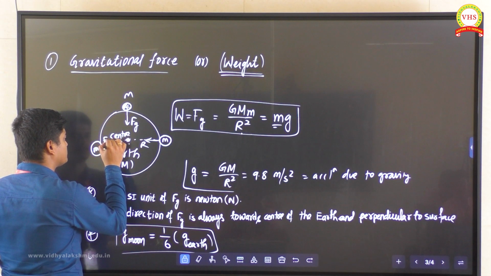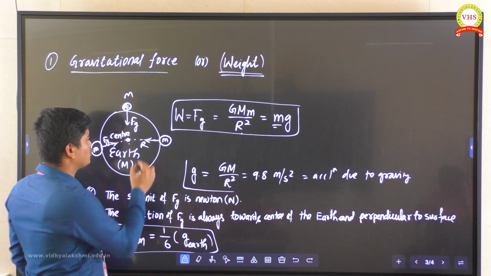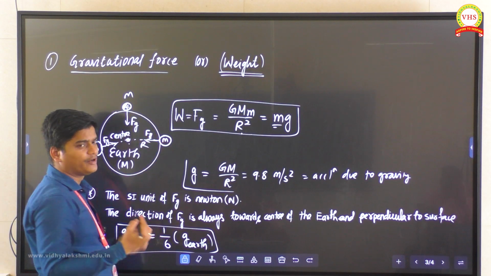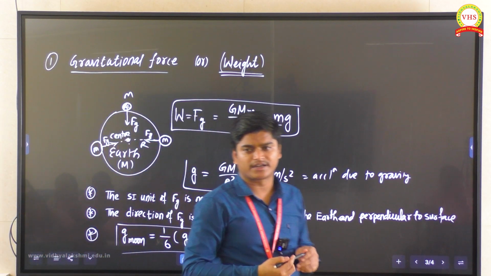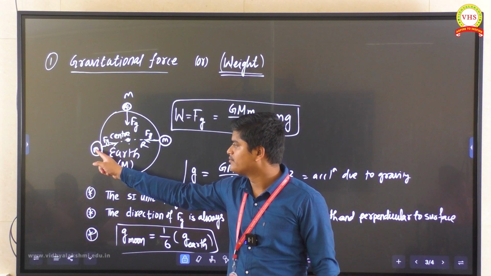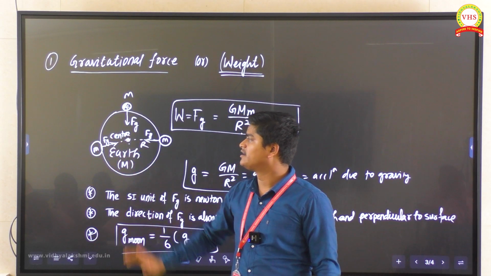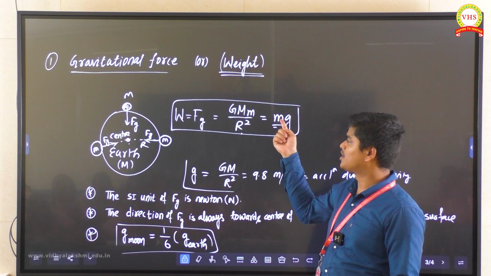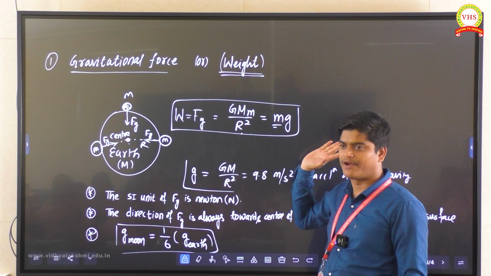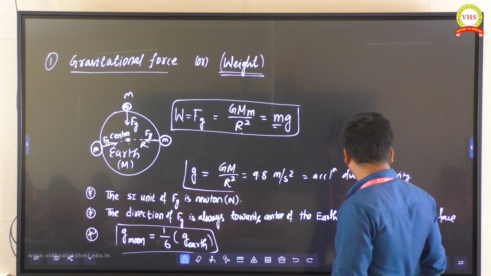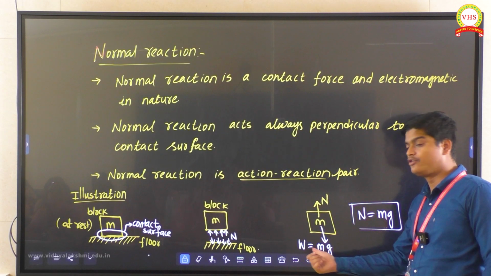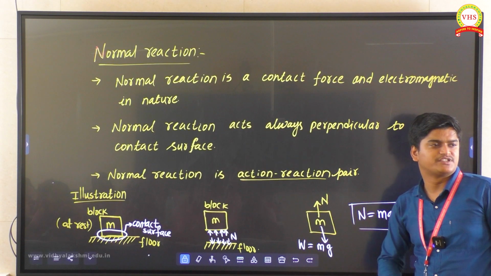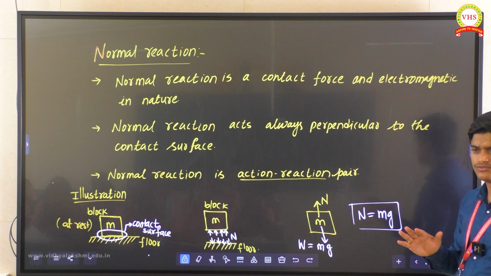Gravitational force will act, because gravitational force is attractive in nature. So between two objects it will always be attractive. So on this M, it will act towards the center. Clear idea or not? And weight value, always remember, is mass of the object times acceleration due to gravity. Weight equal to mg. Clear idea? No doubt?